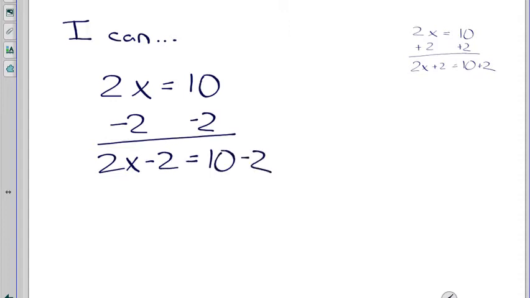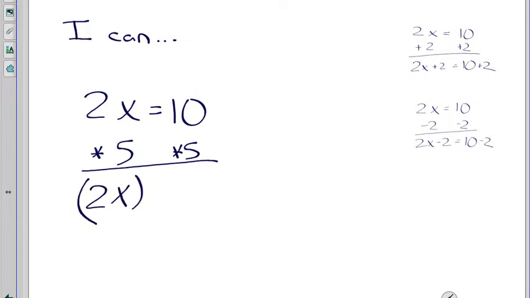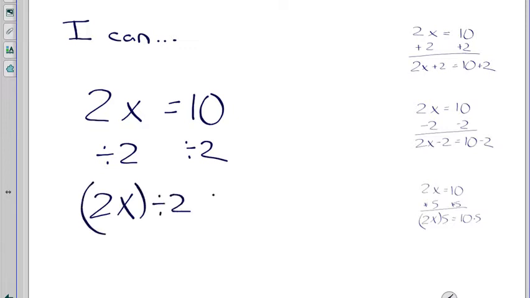That is true. I can also multiply both sides of my equation by the same number and everything stays equal. And finally, I can divide both sides of an equation by the same number and everything stays equal. These we learned in previous lessons.